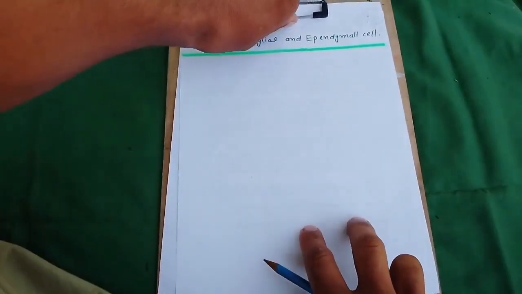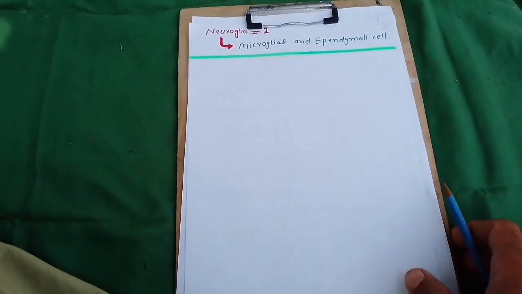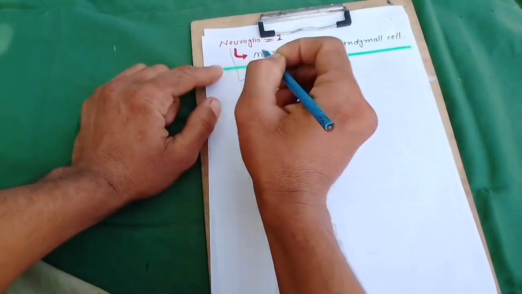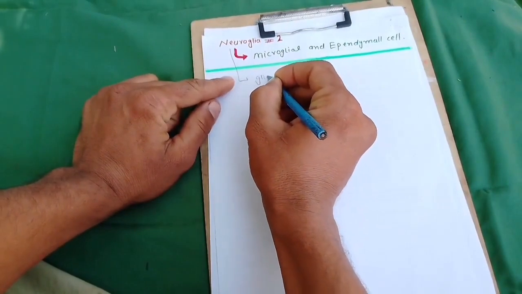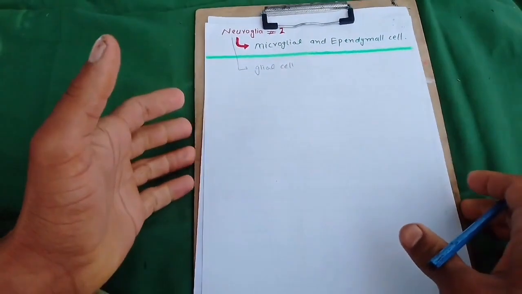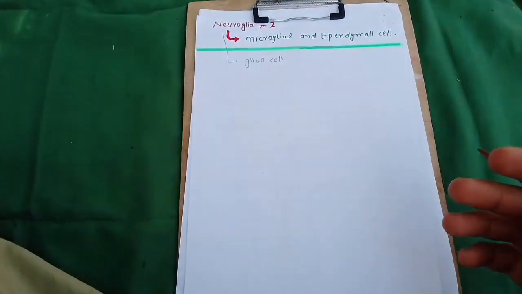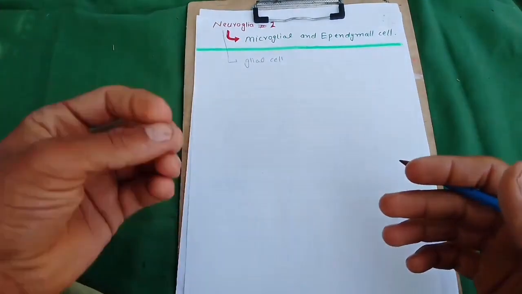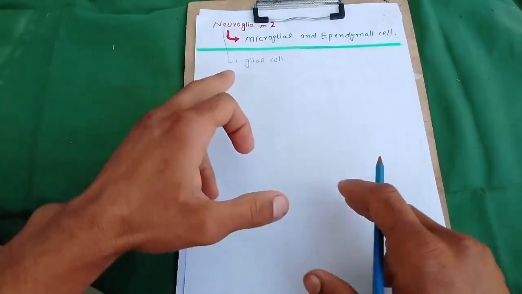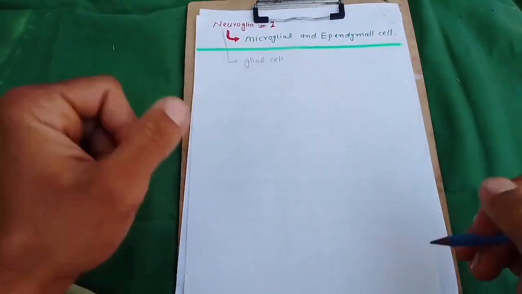As we know, neuroglia or glial cell, it is also called glial cell. The nervous system is made from two types of cell, neuron and the glial cell. Neurons are the actual cells of the nervous system. The neurons are the impulse producing cells, but the glial cells are the supporting cells. So microglial and ependymal cells are also supporting cells.